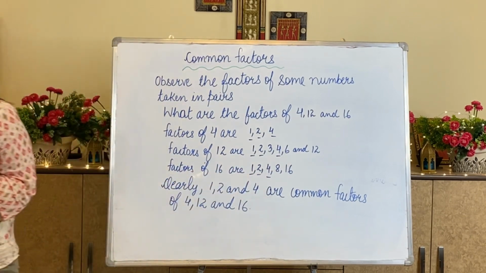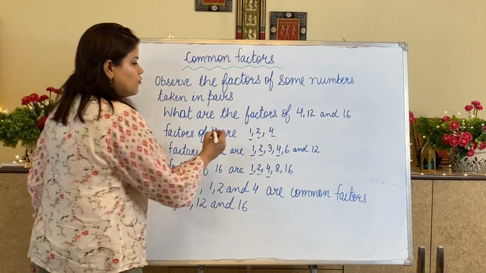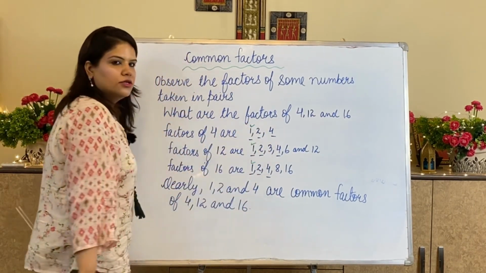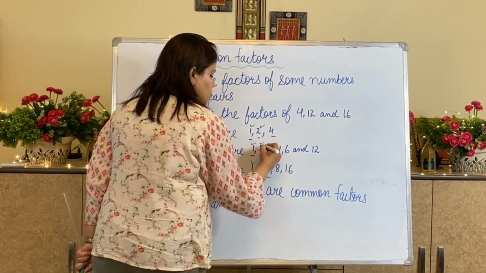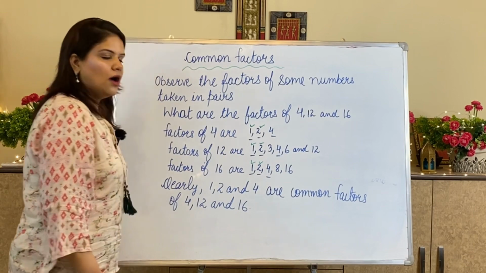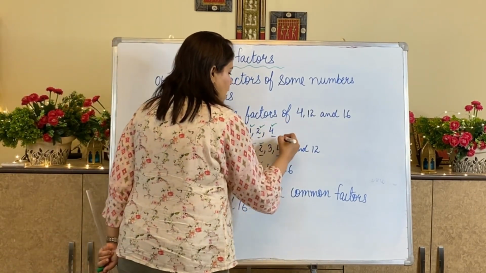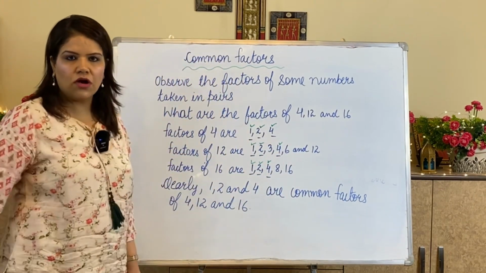Now if you have to take the common numbers in pairs, for this 1 I have this one and this one in the other 2 numbers. For this 2 I have other 2s in the other 2 numbers also. For 4 I have 4 here also and here also. So these 3 are common factors.